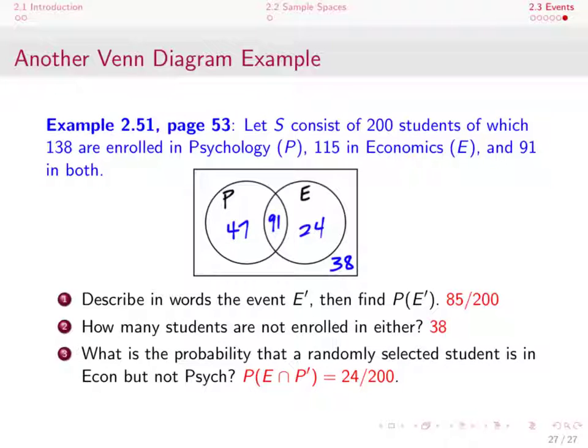And you'll notice here that I've used a little bit of set notation, E intersected with P complement, to help reinforce what we've done. So P complement means people that are not in psychology, and we're intersecting that with the people that are in economics. Namely, that just gives us that 24 out of the 200. This concludes our discussion of sample spaces and events.